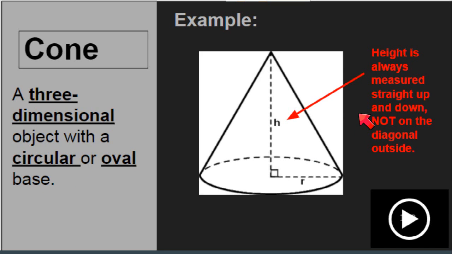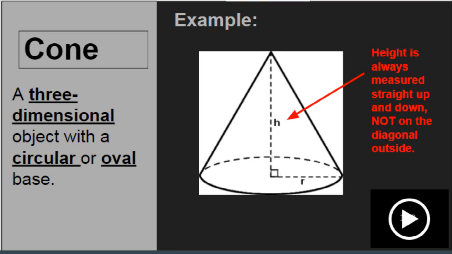The important thing we talked about in the example is that height is always measured straight up and down, not on the diagonal. Sometimes they're going to try and trick you and give you this measurement diagonally. We're not falling for it. We know the height is just straight up and down. Okay, R again is the radius.